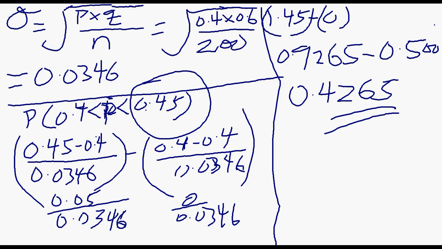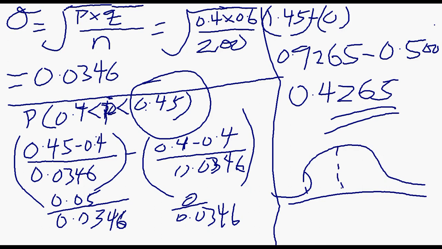Okay, since we are all okay, we would draw our curve. The population proportion was 0.4, and we are checking between 0.4 and 0.45.